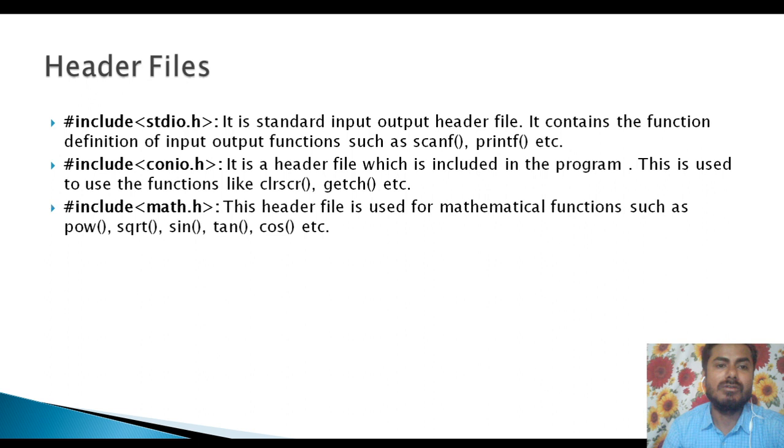Similarly, the next very important header file is math.h. This header file is used for mathematical functions. That means mathematical operations can be performed through this math.h header file. Some mathematical functions are mentioned here, for example pow for power, to calculate the power of any number or variable. Similarly sqrt for square root, and sin, tan, cos, which are trigonometric ratios. These mathematical functions can be performed by using the math.h header file.